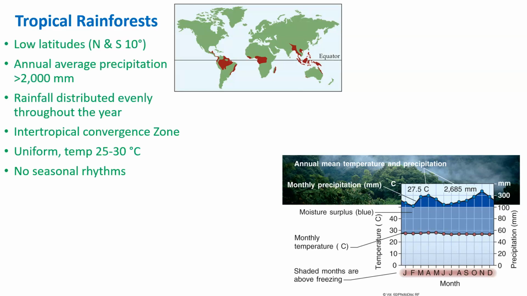Where do you find tropical rainforests? Low latitudes, roughly around 10 degrees north and 10 degrees south of the equator. The map shows where it is. Annual average precipitation is usually over 2,000 millimeters. That's a lot of rain, okay? And rain is uniformly distributed evenly throughout the year.